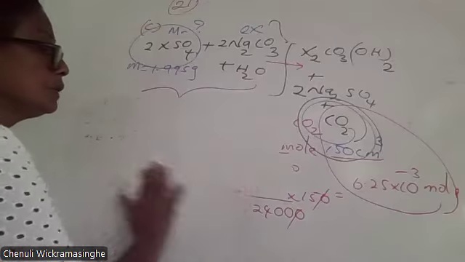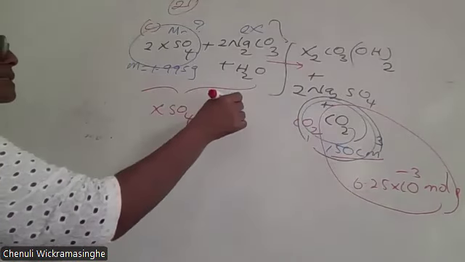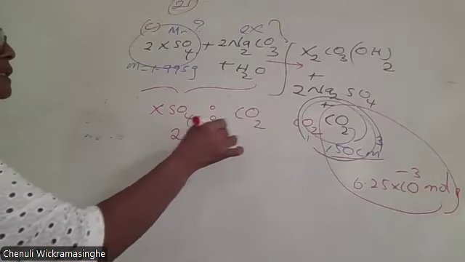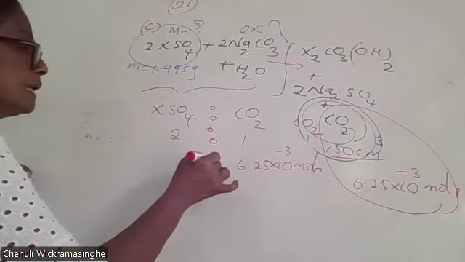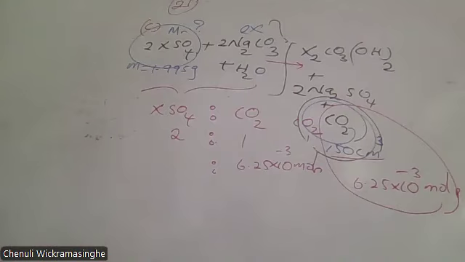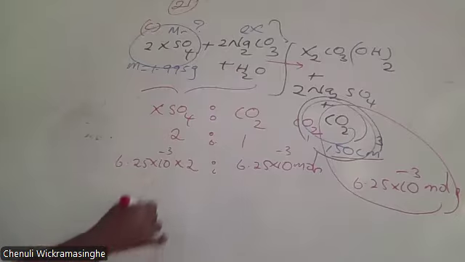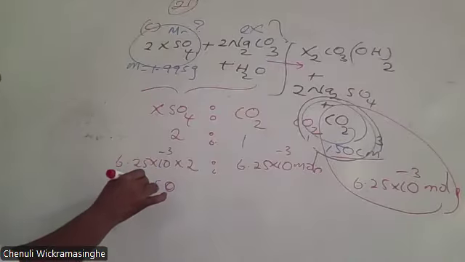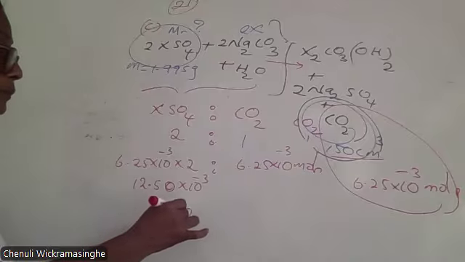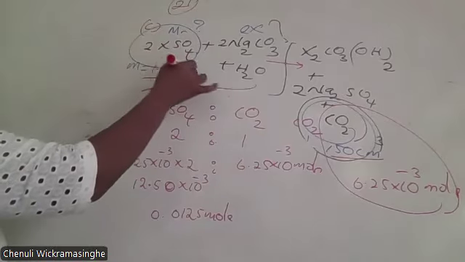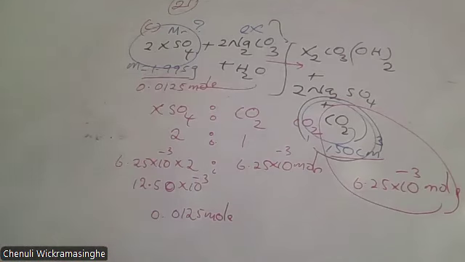Now you can turn to the balanced equation. The ratio for XSO4 to carbon dioxide is 2 to 1. 2 of this gives you 1 carbon dioxide. 1 times 6.25 times 10 to the minus 3 mole. Obviously, XSO4 is being used up twice to give this much quantity, which is 6.25 times 10 to the minus 3 multiplied by 2, 12.50 times 10 to the minus 3, which comes as 0.0125 mole. So 0.0125 moles of XSO4 has been reacted.